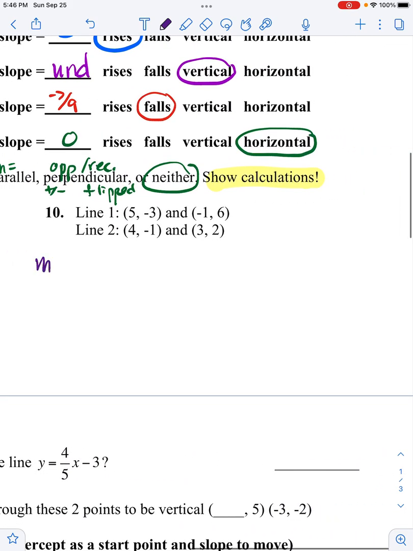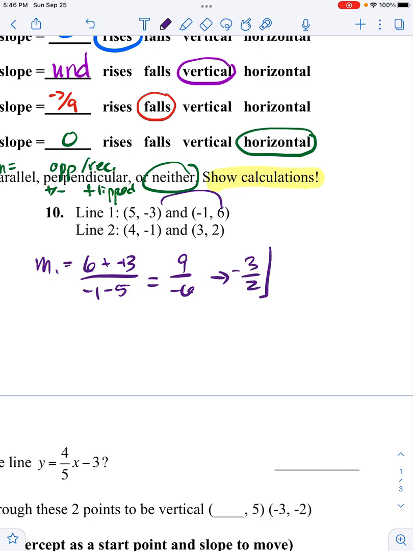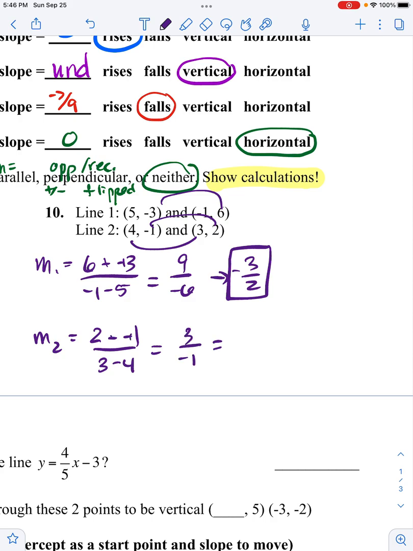Doing the same kind of math over here, I'm doing y2 minus y1 over x2 minus x1. This becomes a 9. This becomes negative 6. That reduces to negative 3/2. And I always just put the negative on top because it's kind of weird to have it on the bottom. And the second slope, y2 minus y1 over x2 minus x1, these become adding over negative 1. I get negative 3 or 3 over 1.